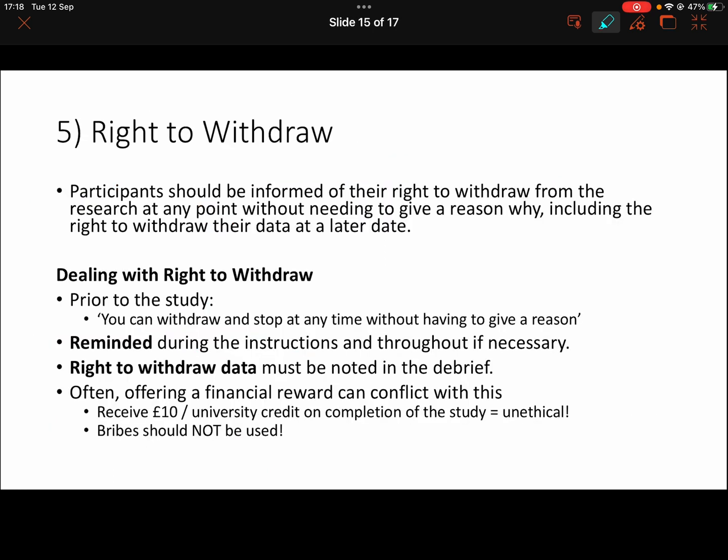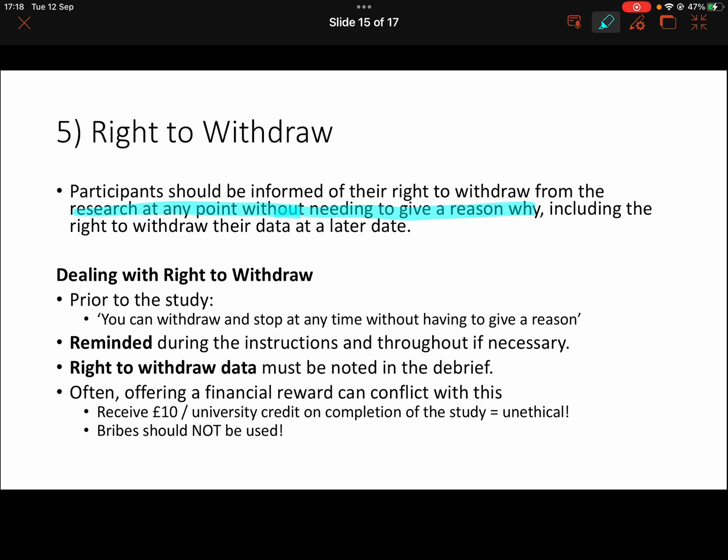The next ethical guideline, which we've kind of touched on already, is the right to withdraw. Our participants should be informed that they can leave the research at any time, right from the start, at any point throughout the task, later on, a week after they left our psychology lab. They should be able to withdraw at any time, and there should be no consequences. They don't need to explain why. There's no justification needed. They can do it at any time, including a later date.